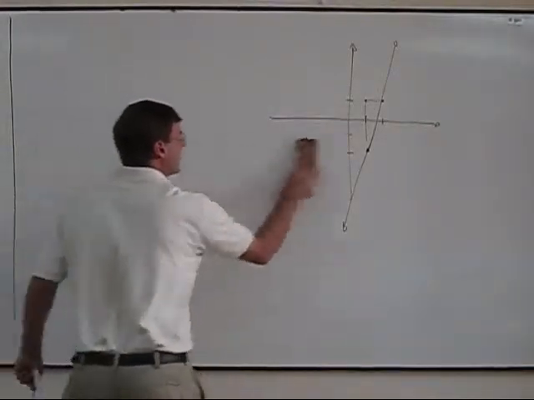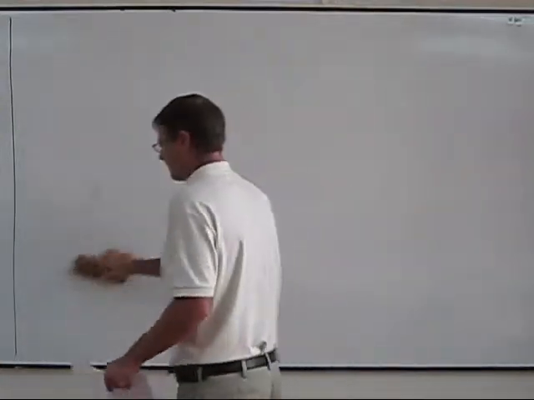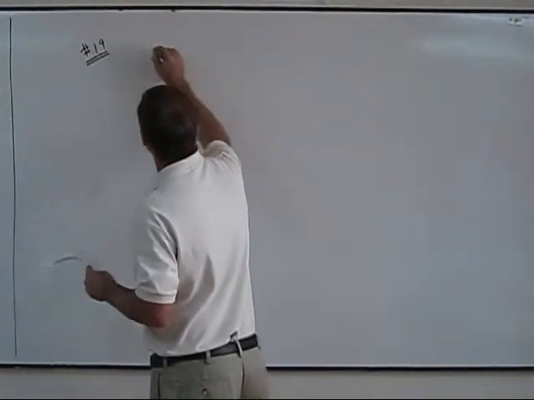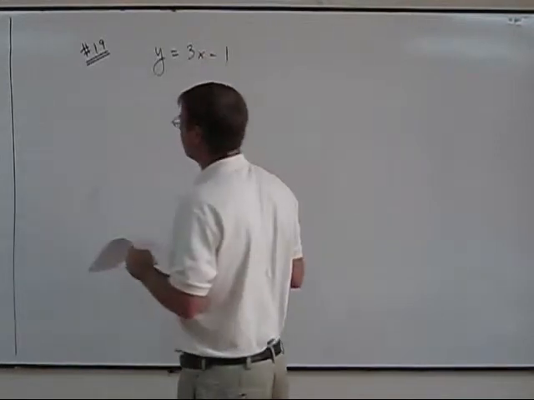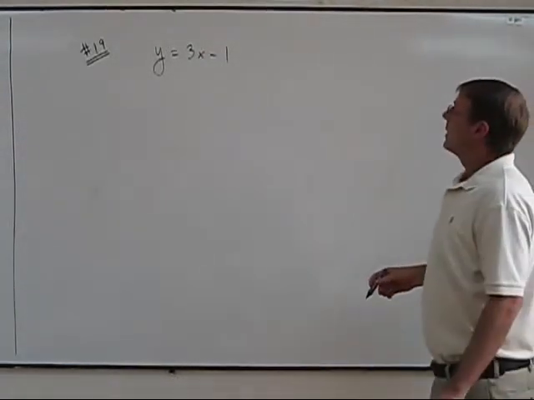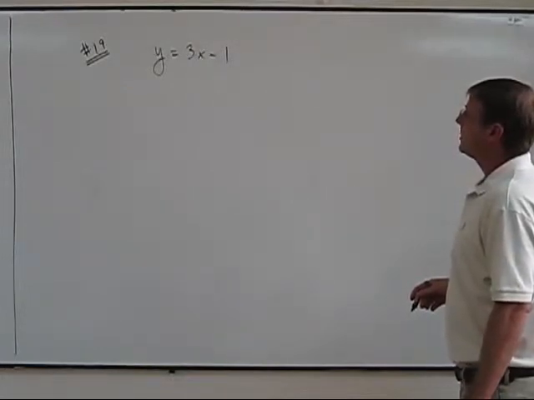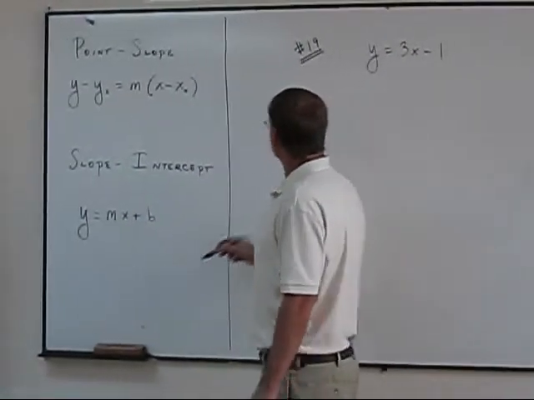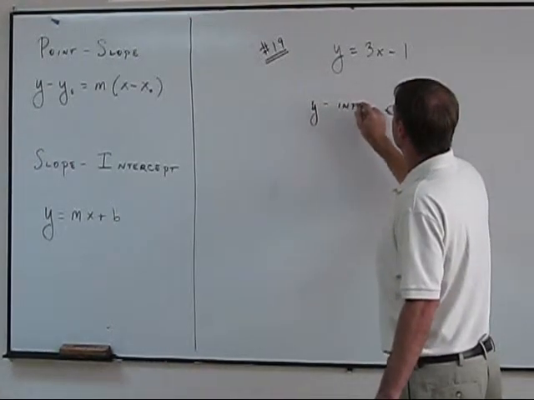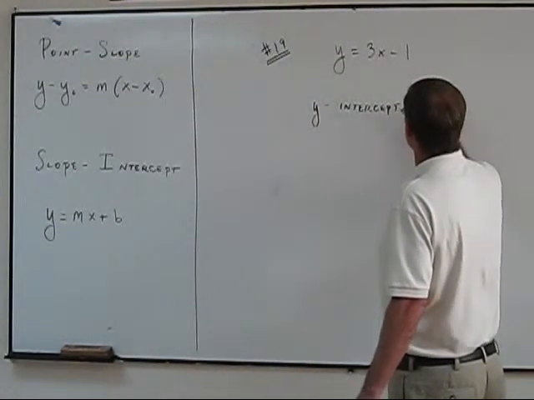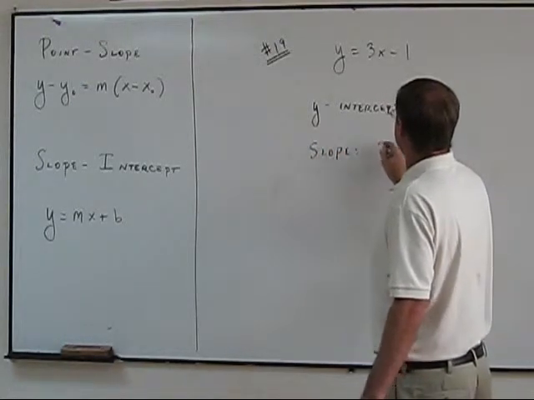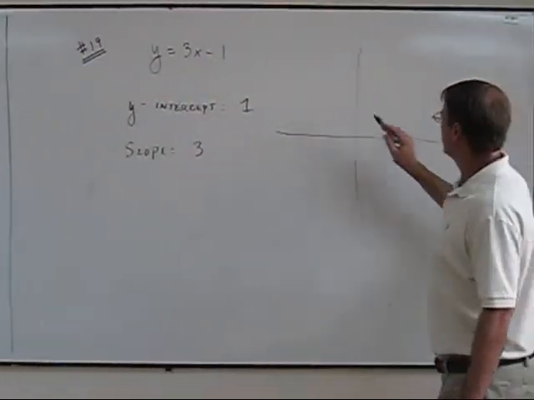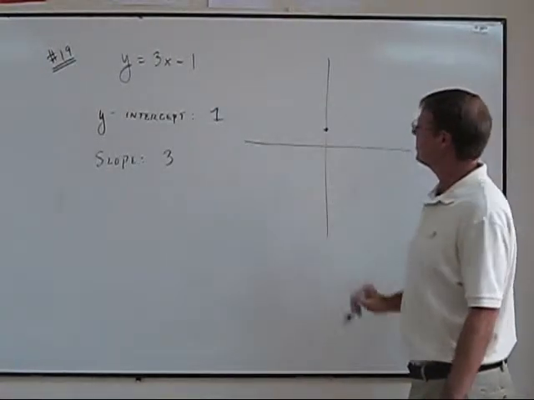Okay, let's look at number 19 next. Number 19, it says graph y equals 3x minus 1. What I need to do is look at this equation. Now you have to be able to recognize the difference between these two. Here, you're given the y-intercept is -1, and the slope is 3. Okay, that's the m. So you go and you graph the y-intercept. Okay, that has to be on the y-axis. There it is, right there. You put that point on there.